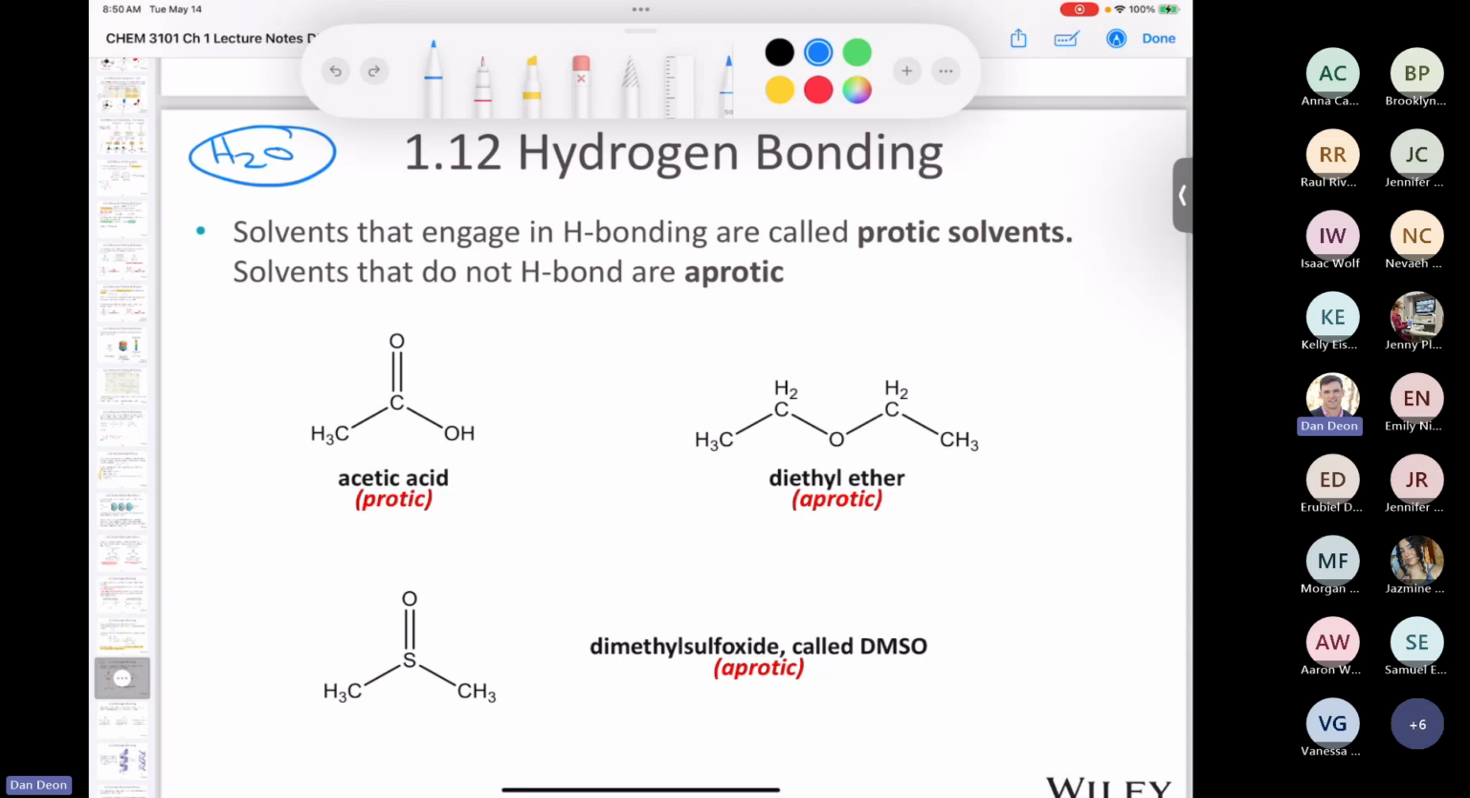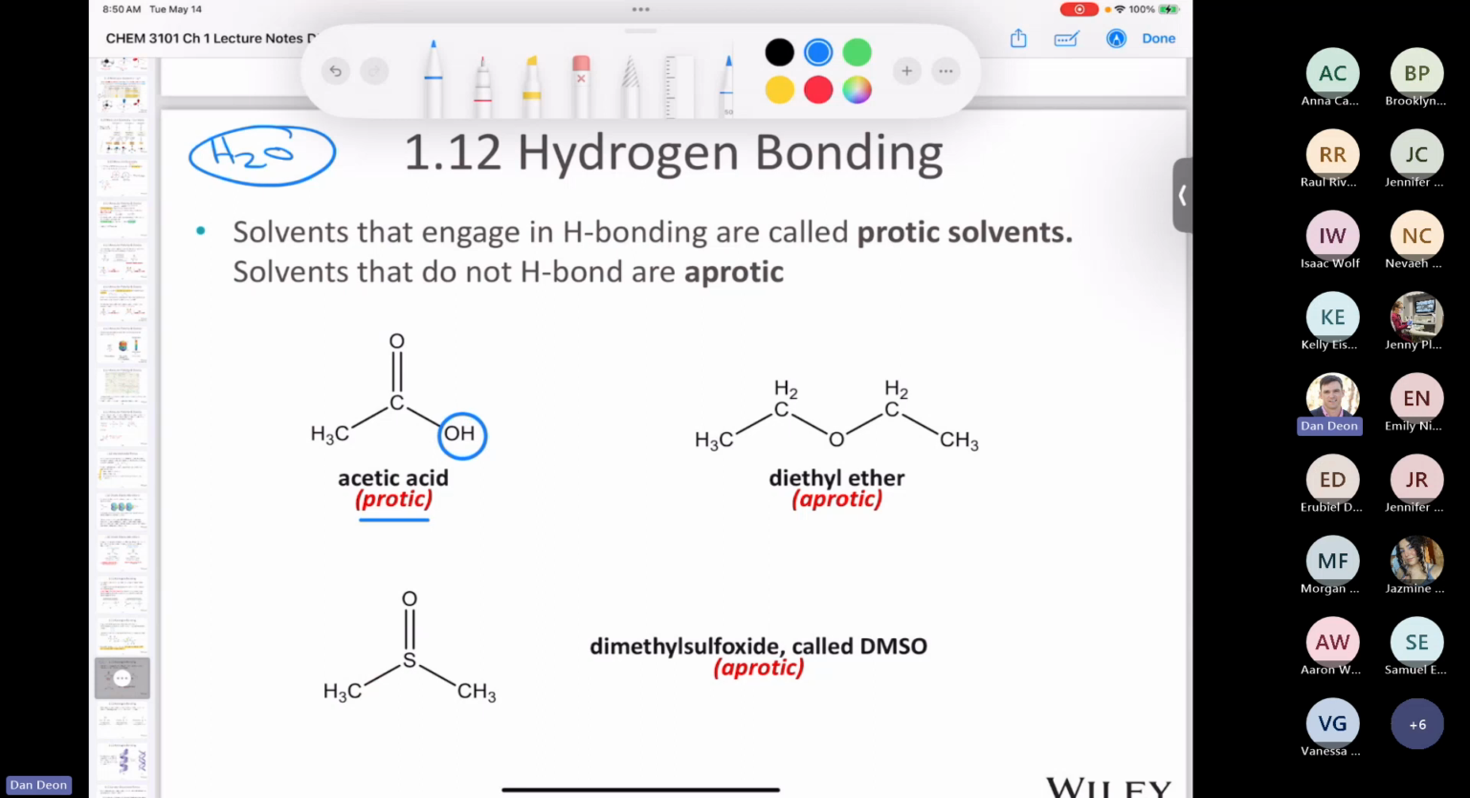But we say that if a solvent can participate in hydrogen bonding, we call it a protic solvent. So we would say that acetic acid is a protic solvent. Why is acetic acid a protic solvent? It's because it has a hydrogen bound to an oxygen. So it can participate in hydrogen bonding.